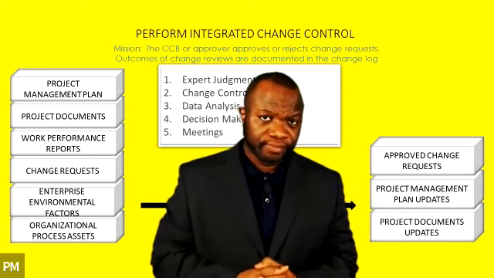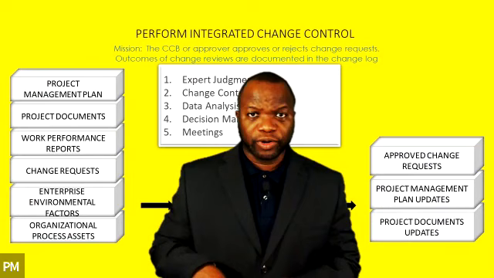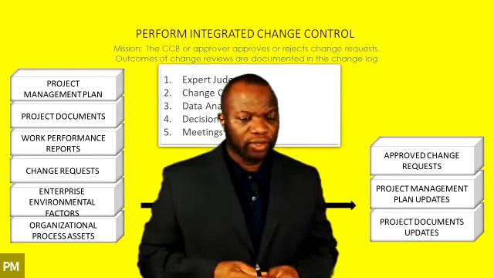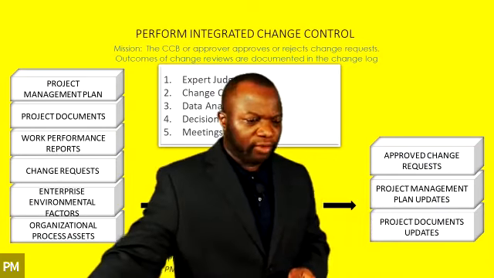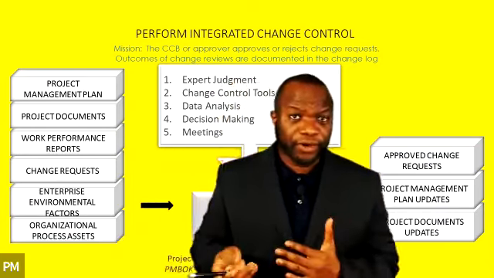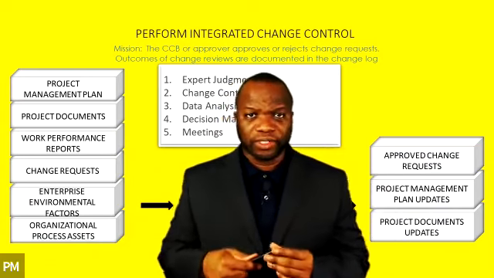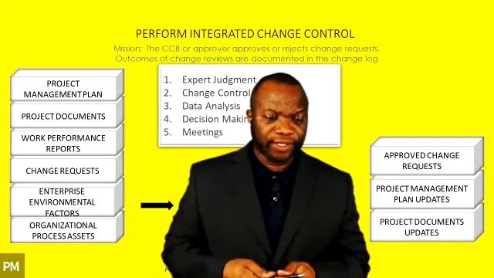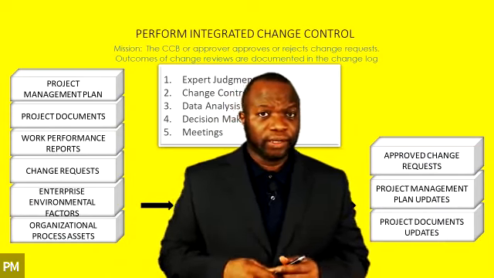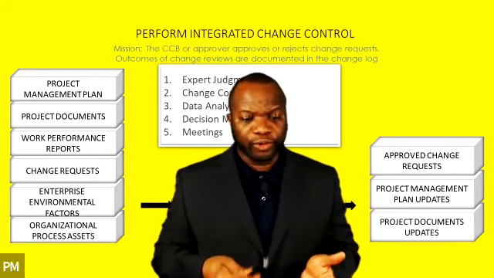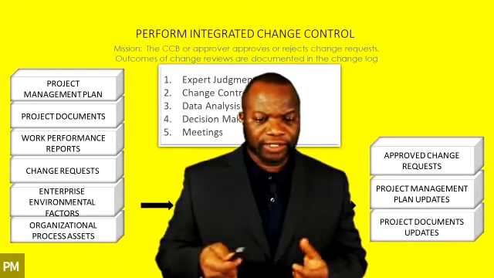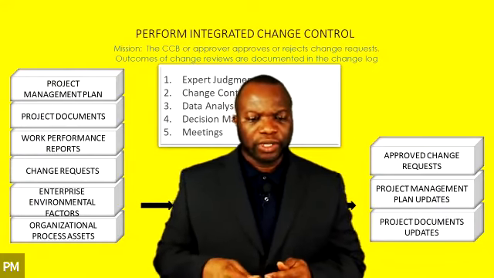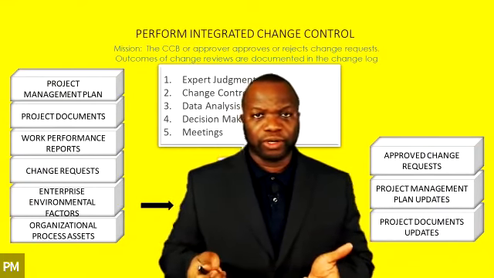So, we're moving on to our next process. And as usual, you need to be looking at page 71, and you'll see the high level of this process. This process is called Perform Integrated Change Control. Now, what we're doing in this process, as you can see up there, it says the CCB, that's the Change Control Board, or approver, approves or rejects change requests. Outcomes of change reviews are documented in the change log.